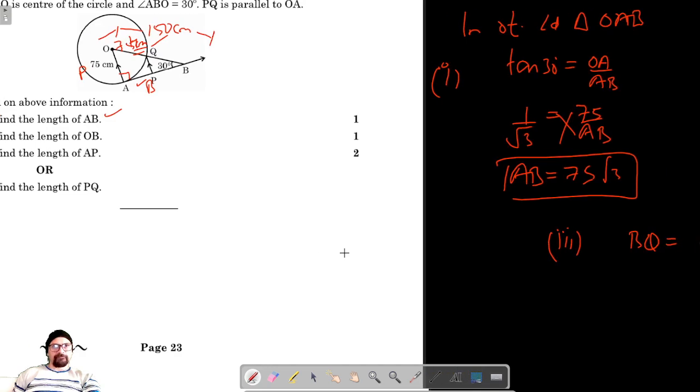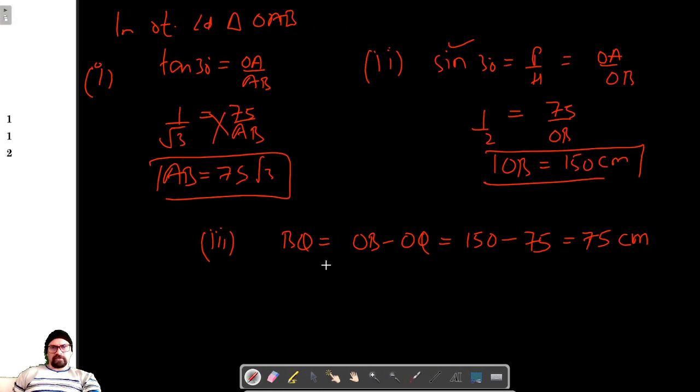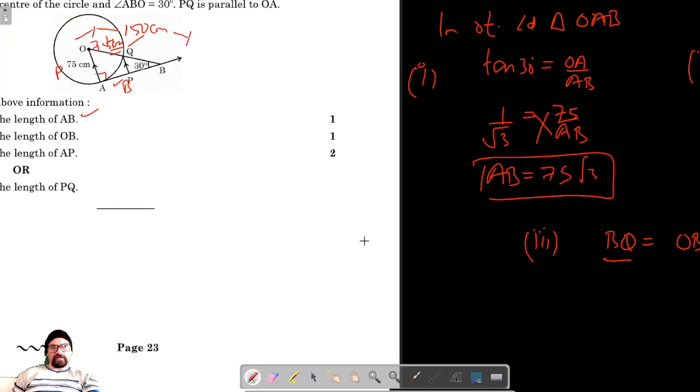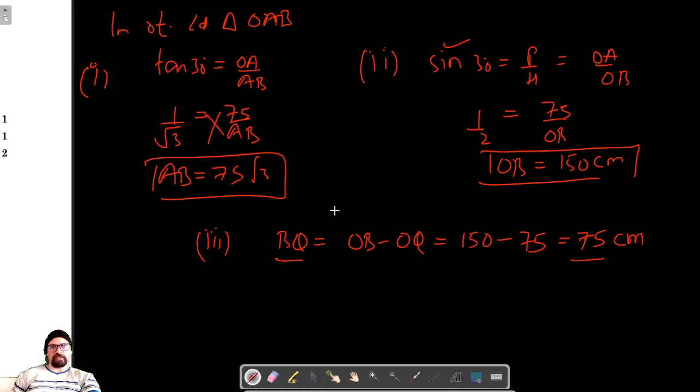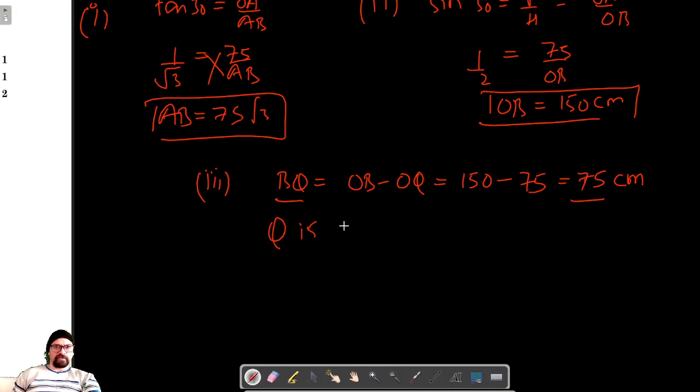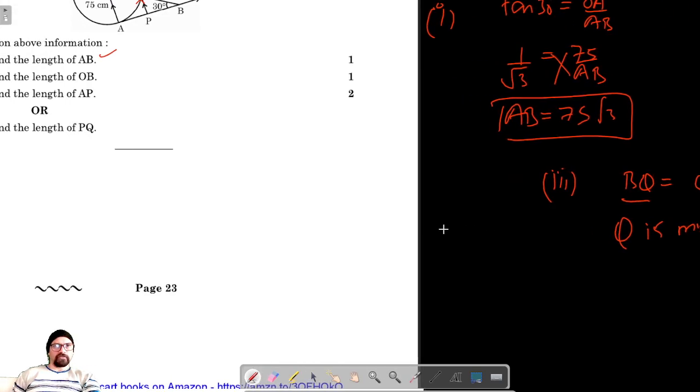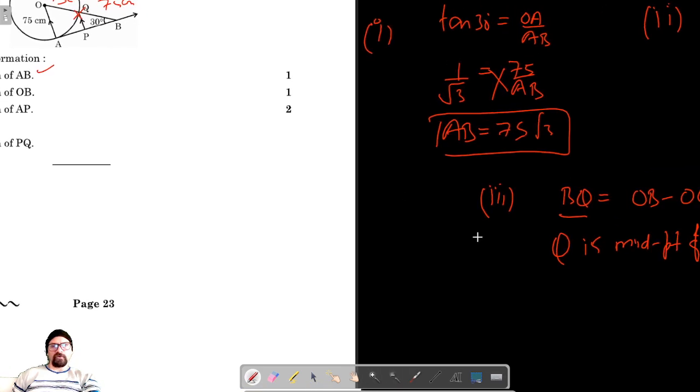Now, BQ is also 75. So finally, we have got that OQ is 75 and BQ is also 75. That means Q is the midpoint of OB.